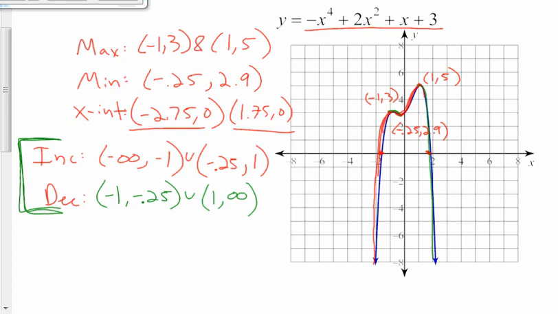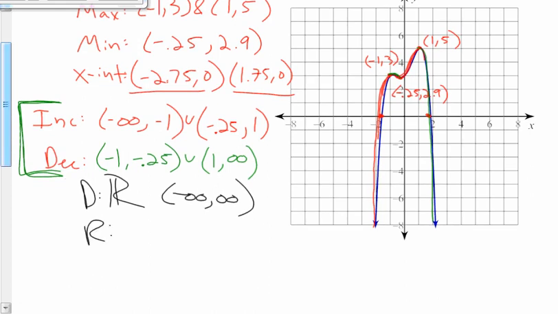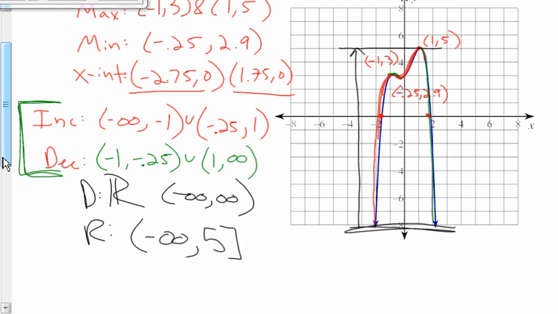And last but not least, the domain and range. The domain of all polynomials is all real numbers, -infinity to infinity. And the range, in this case, we have a minimum output of -infinity. And we have outputs up to this value of 5. And we do reach a maximum of 5.